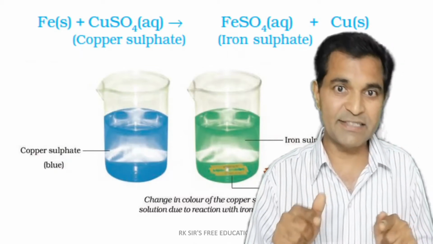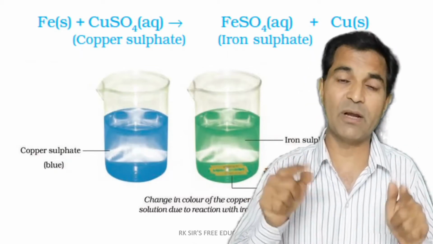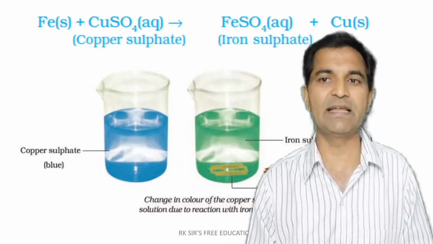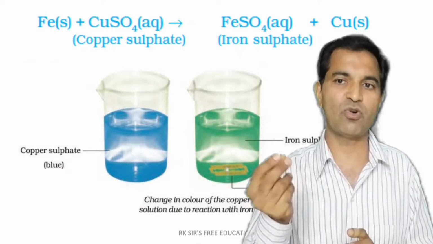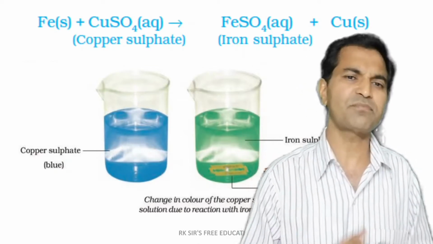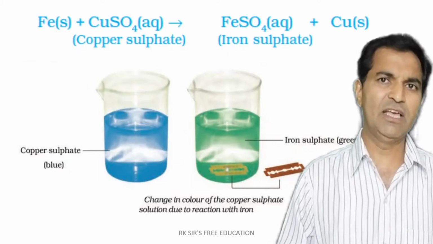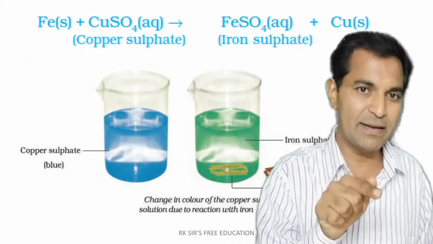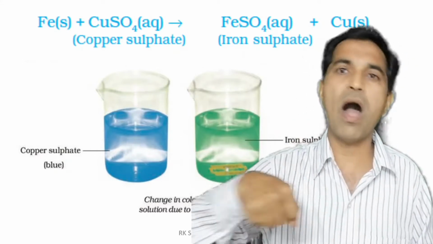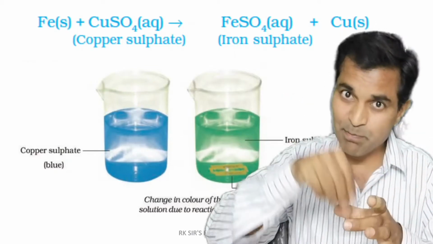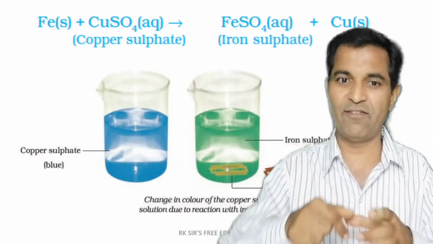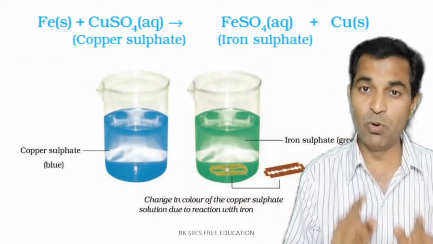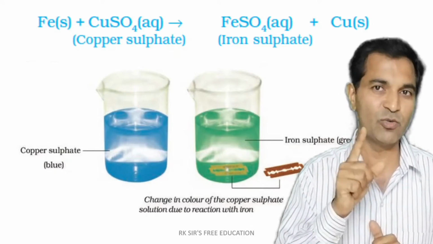Ferrous, solid in nature, when combined with copper sulfate, aqueous in nature, produces ferrous sulfate, aqueous in nature, and copper, solid in nature, meaning copper crystals will be formed at the bottom, right? So let us try to understand this reaction. In this single displacement reaction, when ferrous, that is iron, is placed in a solution of copper sulfate, you can clearly see in the figure that copper sulfate is blue in color. Remember this color.